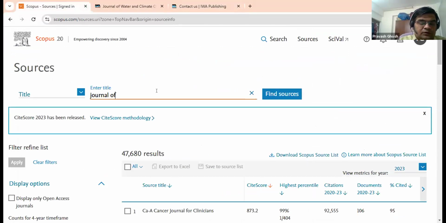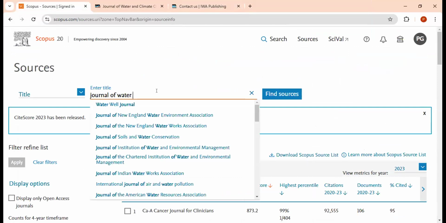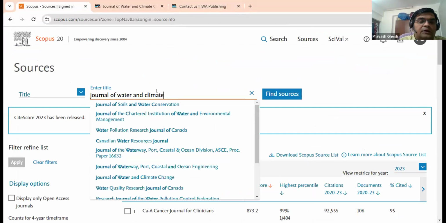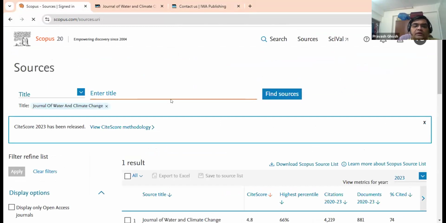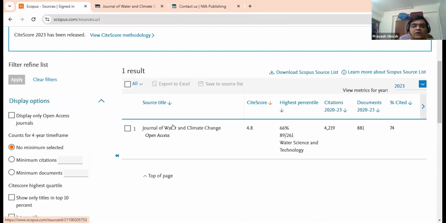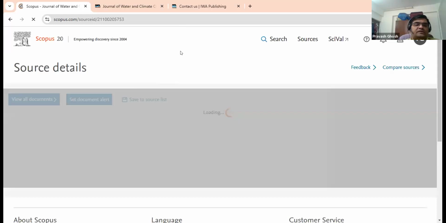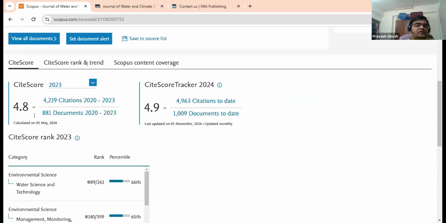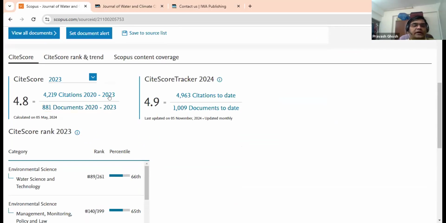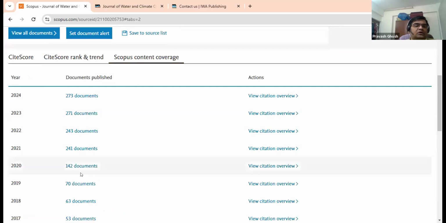Journal of Water and Climate. Oh, अब Scopus ना. आ गया. Let us see. Result. Oh, good journal. Good journal. Open access. Now this is an open access. It will ask you money, but this is good. Okay. Good journal because cite score is 4.8. Let us see कितने publish कर रहा है. थोड़ा सा ज़्यादा publish कर रहा है, but still it is good.